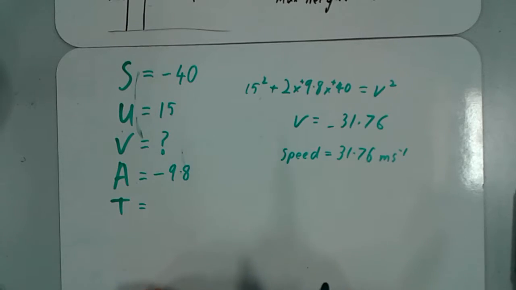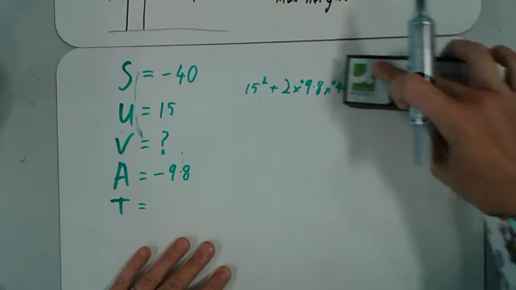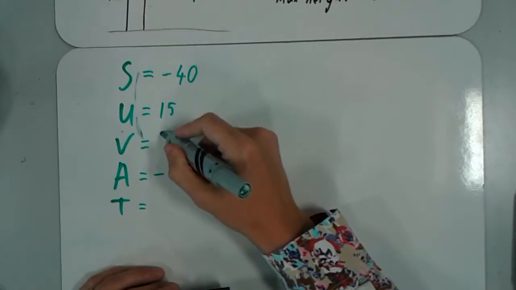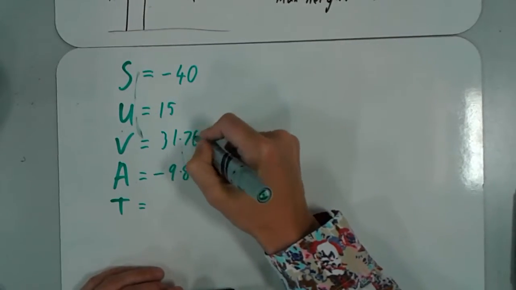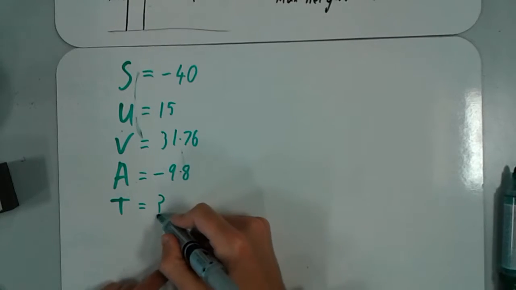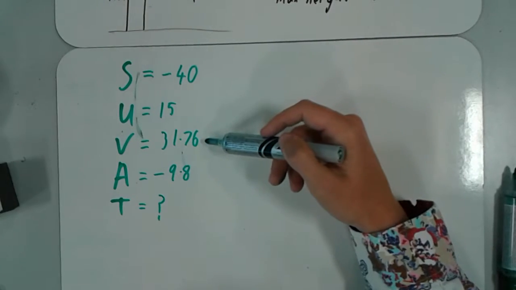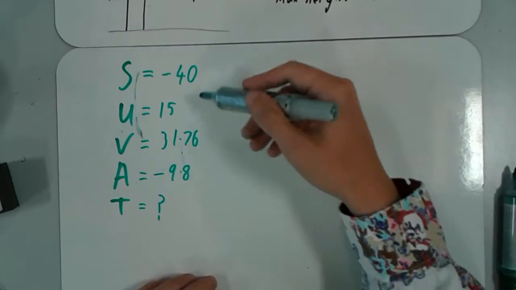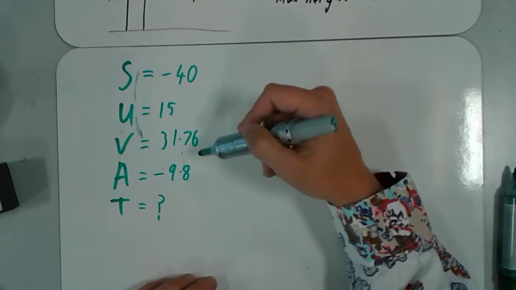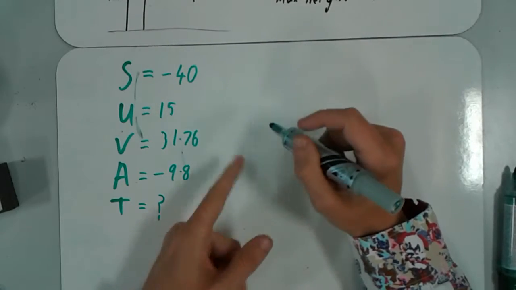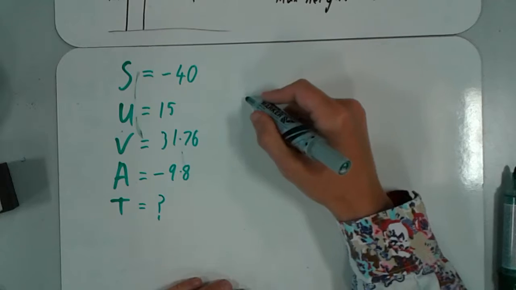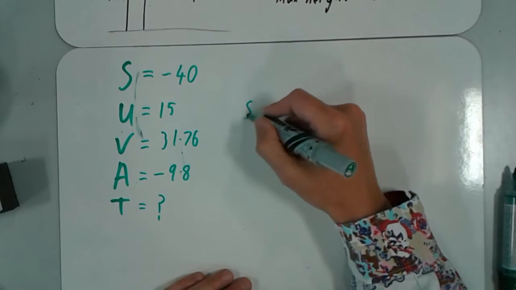And now finally, find the time taken to hit the ground. So we have that as 31.76. I now want to know my time. I could use my velocity that I've just calculated. However, if you have the choice, it is more reliable to not use that. Maybe we've made a calculation error there. So let's choose the one which doesn't involve v.